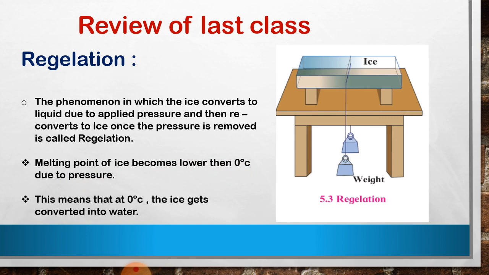This means that at 0 degree Celsius the ice gets converted into water. Below that it doesn't get converted into water, but at 0 degree Celsius the ice gets converted into water. Students, this is the activity we saw in our last class. As soon as the pressure is removed, the melting point is restored to 0 degree Celsius and water gets converted into ice again. So this is the regelation activity we learned in our last class.